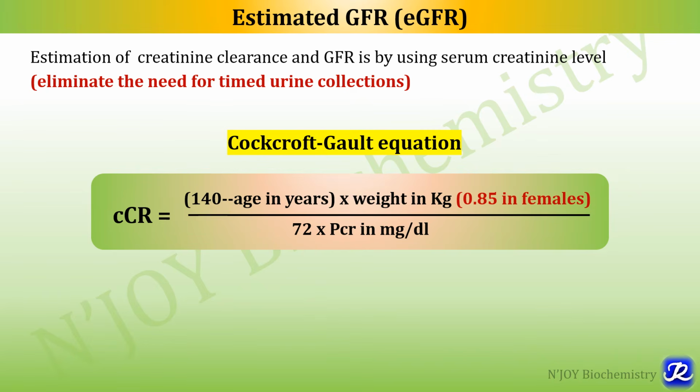And this estimated GFR can be calculated by various formulas. Various calculators are available, and by putting the values in the calculator we can get estimated GFR. So one of the formulas is the Cockcroft-Gault equation, where creatinine clearance is calculated as 140 minus age in years, multiplied by weight in kg, and in case of female it has to be multiplied by 0.85, divided by 72 multiplied by plasma or serum creatinine in milligram per deciliter. So here urine creatinine is not required. This is the estimated GFR.